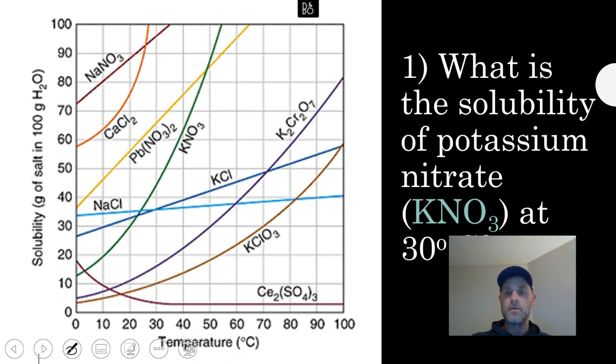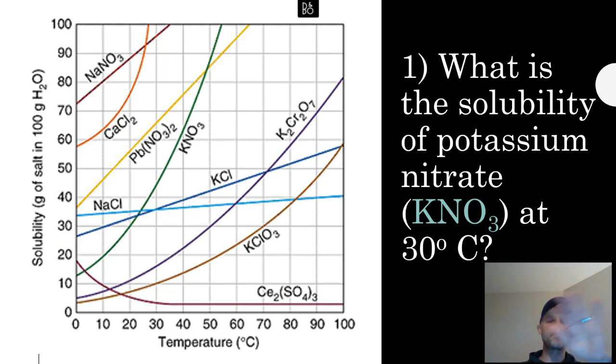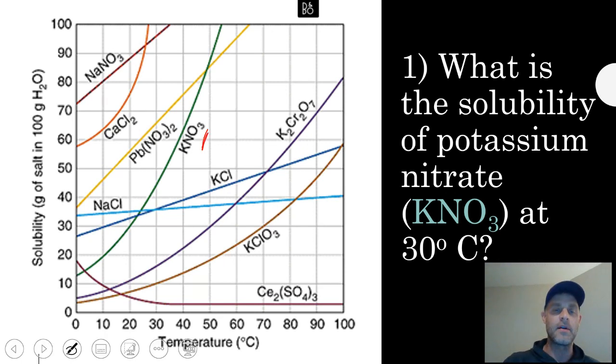Okay. So let's do a couple interpretations. I explained the graph. Now can we interpret? Can we make sense of it? So we're going to do 4 and then we're done. So question 1 says, what's the solubility of potassium nitrate at 30 degrees Celsius? So potassium nitrate is KNO3 right here.